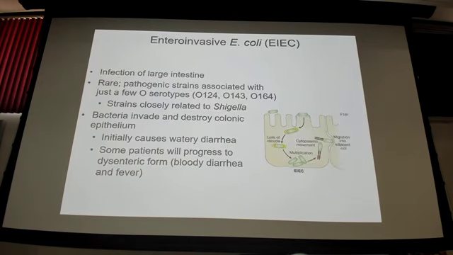With EIEC, we've now got an infection in the large intestine specifically. A couple of major O serotypes are associated with this. EIEC strains are closely related to Shigella, essentially the same as Shigella. They behave the same way, they cause the same disease in the same populations. Really, the only difference between EIEC and Shigella is the fact that they're different bugs themselves. But otherwise, they present the same way.